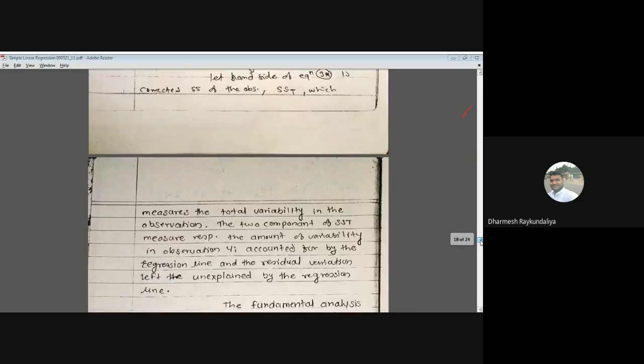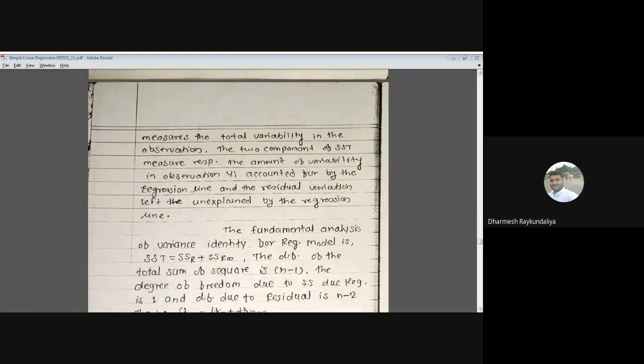The sum of square of observations, that is SST, measures the total variability in the data. SST means sum of square due to total. It has two components which measure respectively the amount of variability in the observation yi accounted for by the regression line, that is SS due to regression, and the residual variation left unexplained by the regression line.